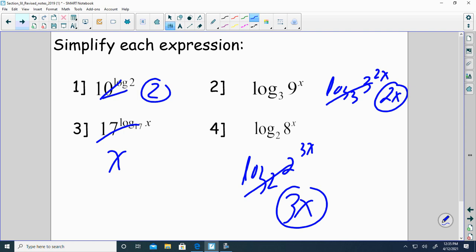Questions for me there? You good? I'm sorry, I'm standing in the way. So 10 raised to the log of x. We know that if a log is by itself, that's base 10. So they just cancel each other. Was that your question? Okay.